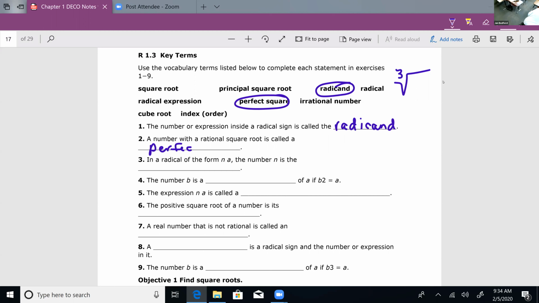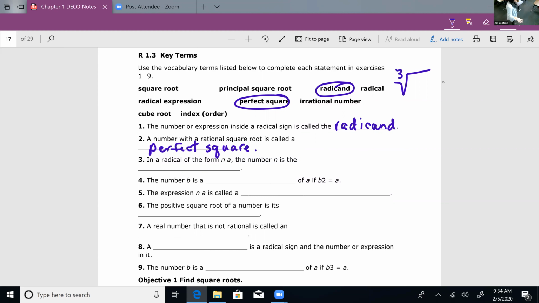Now it's rational because it could be a fraction. And as long as the numerator and the denominator are perfect squares in a fraction, I can still take the square root of that and get rid of the square root sign.